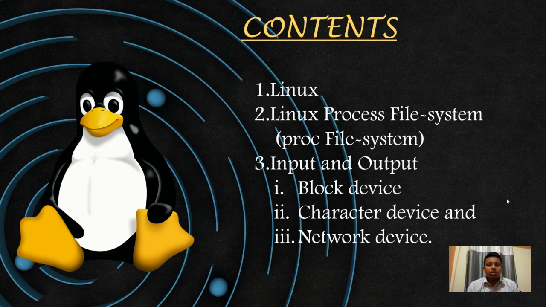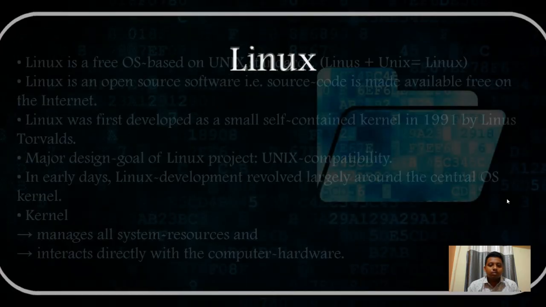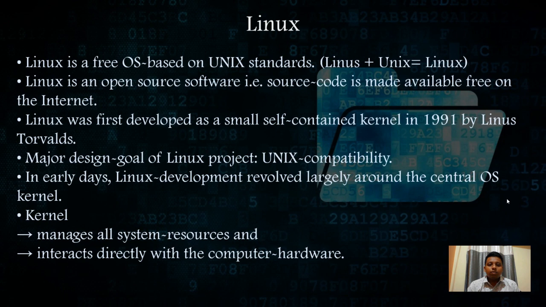First, let us look into the introduction to Linux. Linux is a free OS based on Unix standards. Linux plus Unix is equal to Linux. Linux is an open source software, that is, source code is made available free on the internet. Linux was first developed as a small self-contained kernel in 1991 by Linus Torvalds. The major design goal of the Linux project was Unix capability.